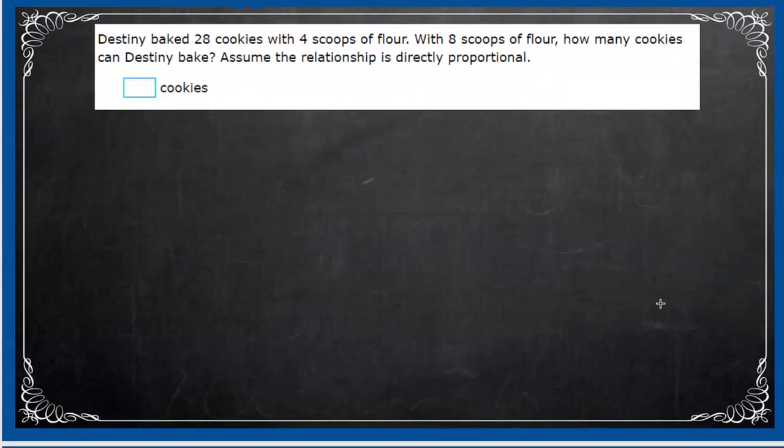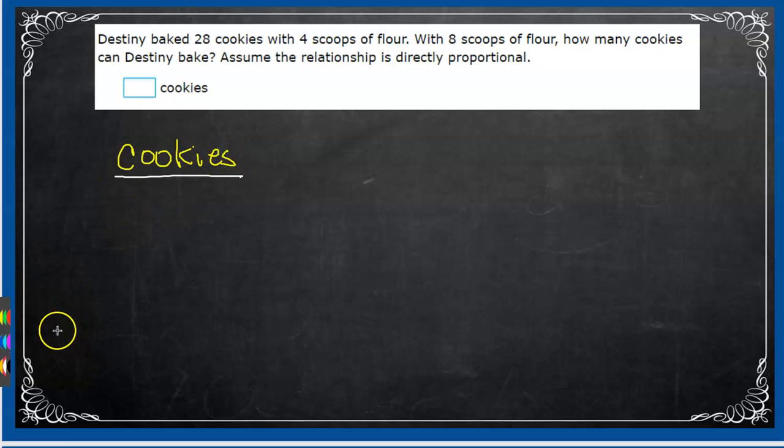Destiny baked 28 cookies with 4 scoops of flour. With 8 scoops of flour, how many cookies can Destiny bake? This one's kind of trying to trick you a little bit because it put cookies and flour, and then over here it did flour to cookies. So we really need to make sure that we just keep them in the right order. So let's do cookies over flour.